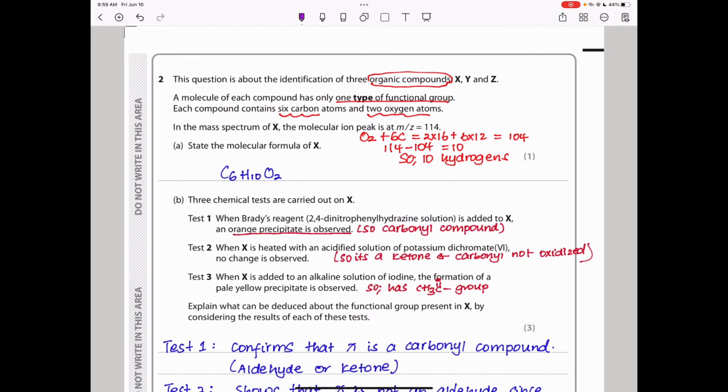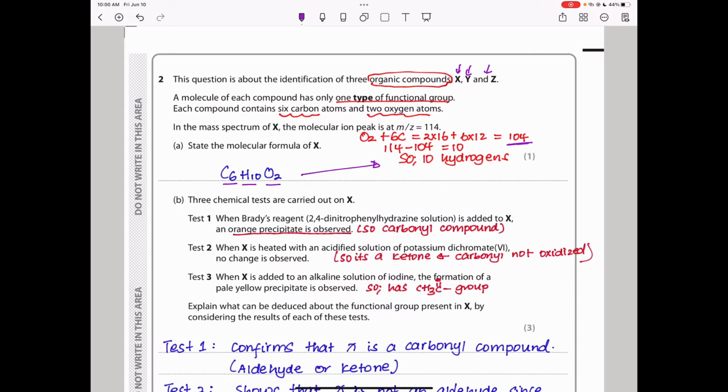This question is about the identification of 3 organic compounds, X, Y, and Z. A molecule of each compound has only one type of functional group. So it means each one has one functional group. We continue. Each compound contains 6 carbon atoms and 2 oxygen atoms. In the mass spectrum of X, the molecular ion peak is at mass to charge 114. So if it contains 2 oxygens and 6 carbons, that adds up to 104. So we are looking for something that is 10, and that could be 10 hydrogens. So we're going to have 6 carbons, 10 hydrogens, and 2 oxygens.